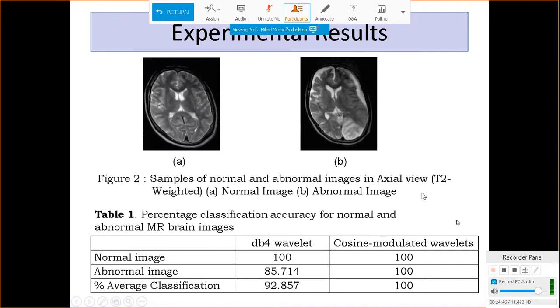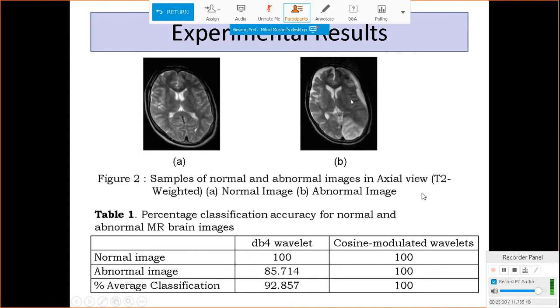These are the samples of normal and abnormal images. You can see that in a normal image, there are basically 3 different parts. One is called gray matter, another is called white matter, and the space between this gray matter and white matter is called CSF, cerebrospinal fluid. So you can clearly see three different segments in a normal image. And the second case is the abnormal image.